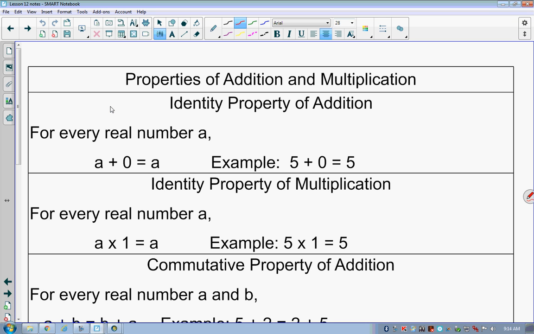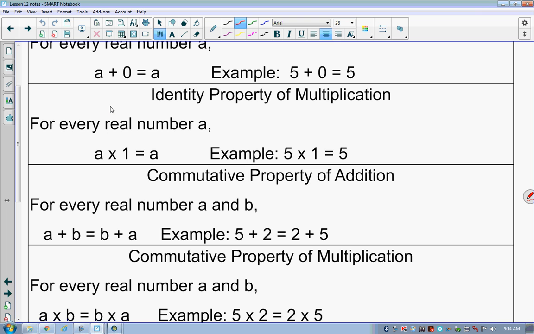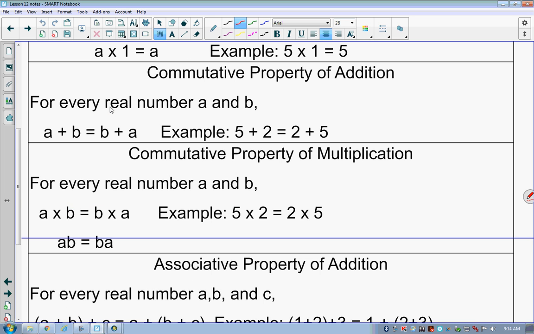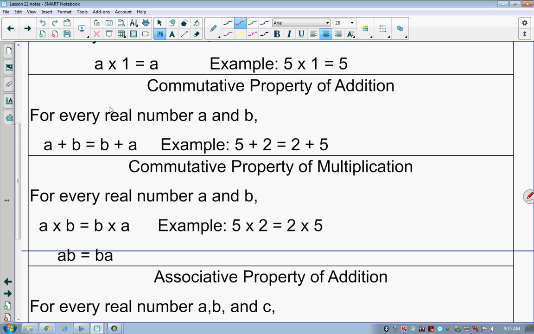Great. Then we have the commutative property of addition, which means that so long as I'm only working with addition, I can move things around and change the order. Multiplication works the same way; it is commutative in most cases. You'll find out in Algebra 2 there are some situations, like matrices, where we can't use the commutative property of multiplication, and you'll understand it when you get there.